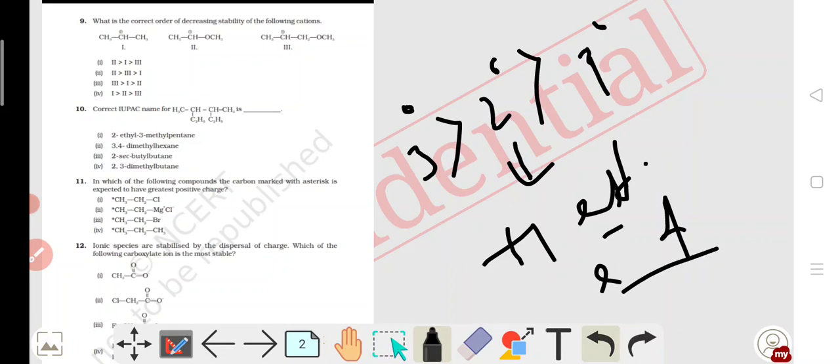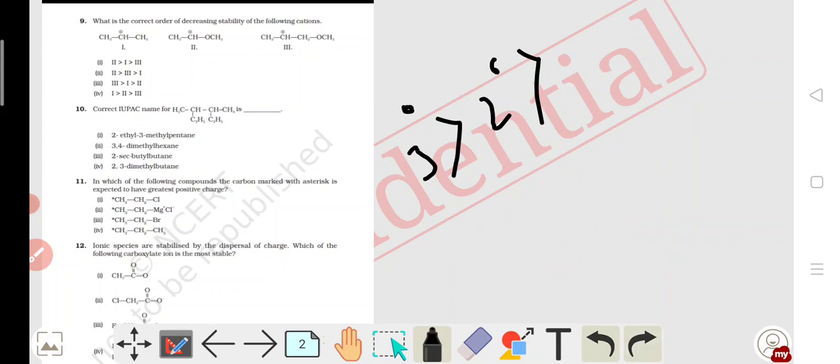Here we have to identify which of the following is tertiary, which is secondary, which is primary. Then we can determine the order of the stability. Here is secondary, here is primary, here is secondary. Among these there is a donating group CH3, CH3, plus I effect group. Here also plus I effect group. Here also plus I effect.